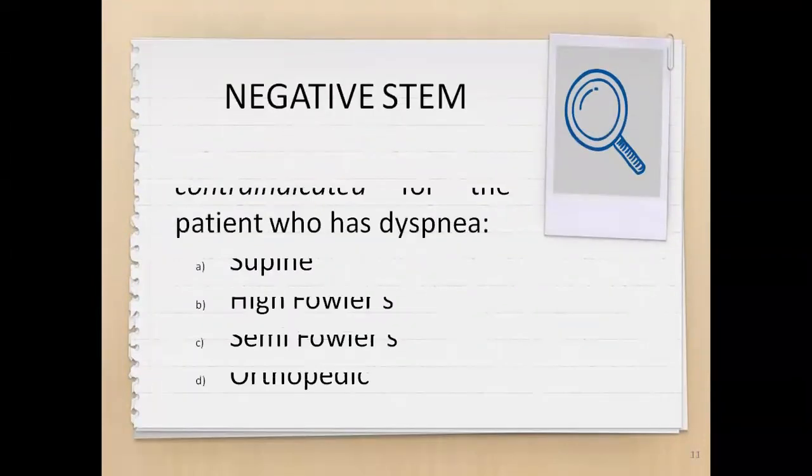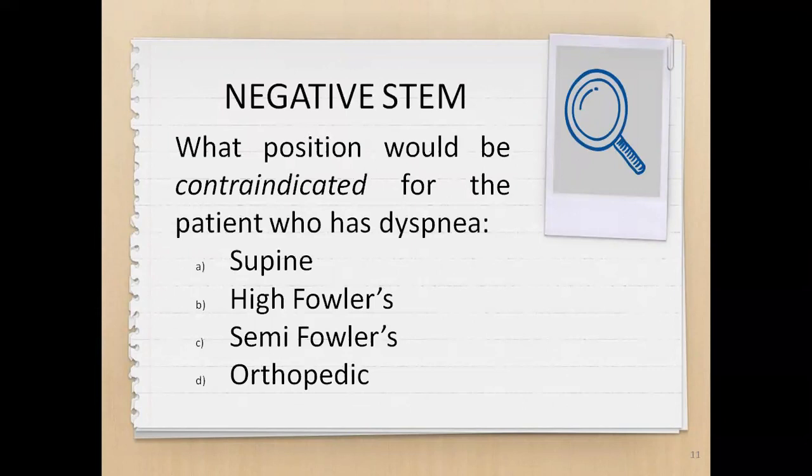Another negative STEM question is: what position is contraindicated for the patient who has dyspnea? Is it A, supine, B, high Fowler's, C, semi-Fowler's, D, orthopedic? So we have here the word contraindicated, meaning this is a negative STEM question. Dyspnea means difficulty of breathing. So the answer here is supine.